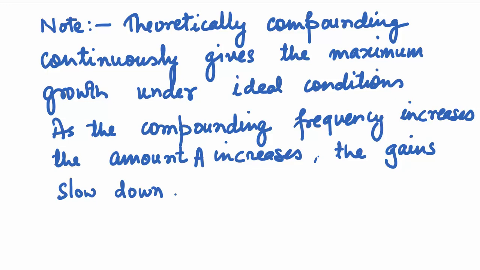Note, theoretically, compounding continuously gives the maximum growth under ideal conditions. As the compounding frequency increases, the amount A increases, though the gains of course slow down. We will see using the same example, and we will take the compounding frequency to be monthly, daily, quarterly, and let's compare it to continuous compounding.